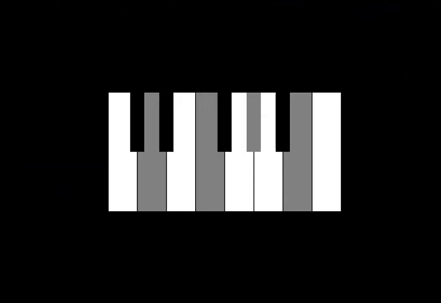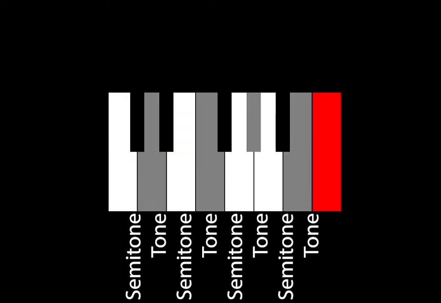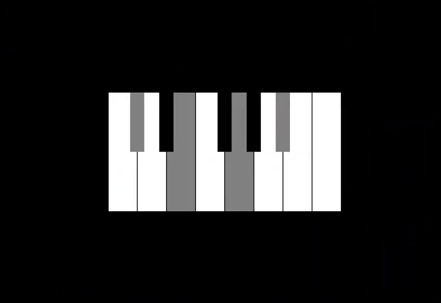But we don't have to limit ourselves to just 7-note scales. Here are a few non-heptatonic scales that I like a lot and I use quite a lot. The half-whole diminished scale is a scale that has 8 notes, and it's described by semitone, tone, semitone, tone, semitone, tone, semitone, tone. The whole half-diminished scale is similar, but it starts with a tone. Tone, semitone, tone, semitone, tone, semitone, tone, semitone.